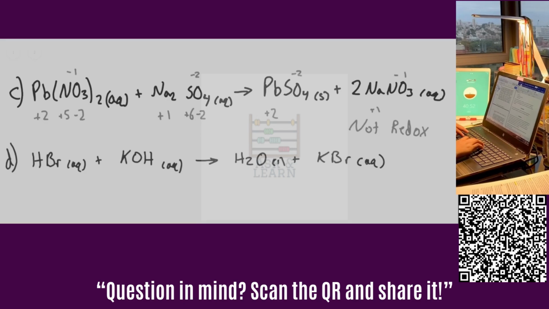So we look at the oxidation states. Hydrogen is +1, bromine's -1, potassium is +1, hydroxide is -1. So hydrogen is +1, oxygen is -2. For water, we have +1 for hydrogen, -2 for oxygen, +1 for potassium, -1 for bromine. We see that no element changes its charge. There is no change of oxidation state here. So this is not a redox reaction.